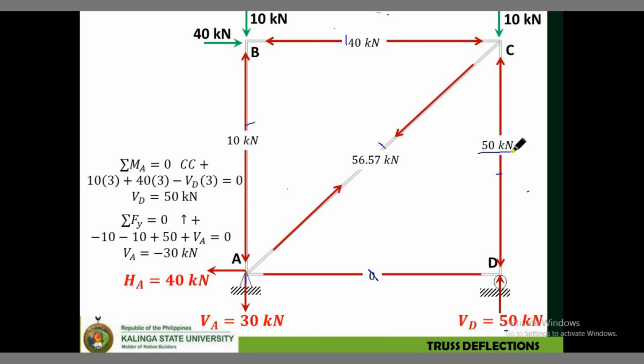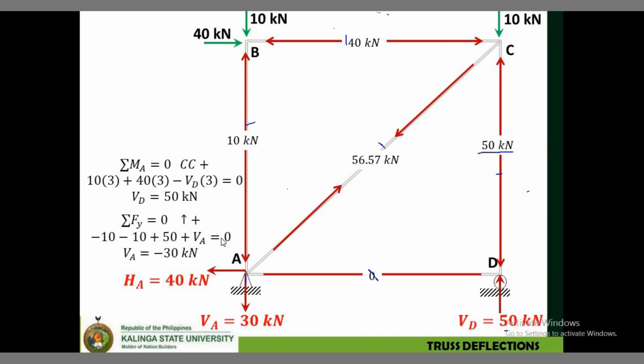So again, paano ko nakuha itong 50 kilonewtons na to? If I take joint D, summation of forces along the y-axis, masosolve ko na si CD equal siya sa 50 kilonewtons. Now, you have to take note dun yung direction ng mga arrows. So, from this diagram, makikita ko na si CD, 50 kilonewtons, pero under siya ng compression. Bakit compression? Kasi yung direction ng arrow ko is towards the joint. Again, this was our lesson in previous chapters.